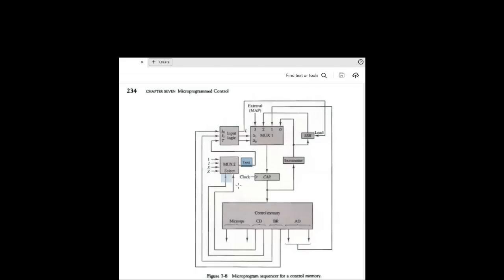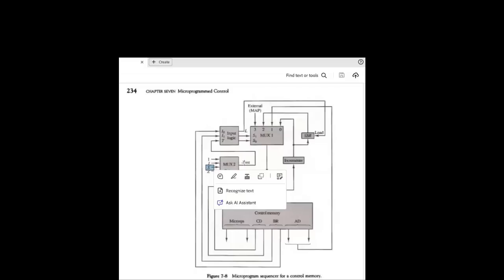Understood? If 01 is selected, this is I. What does I mean? Direct indirect bit. Whatever is the value of direct indirect bit, if it is 0, test value would be 0. If it is 1, test value would be 1. Then comes 1 0. In 1 0, the sign bit value is provided to the multiplexer.